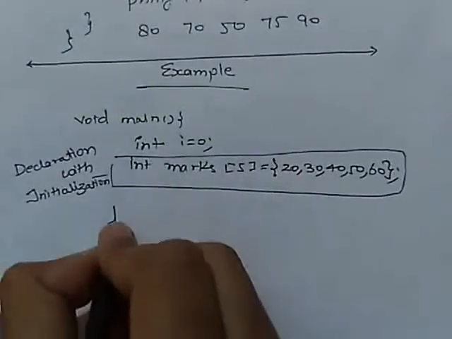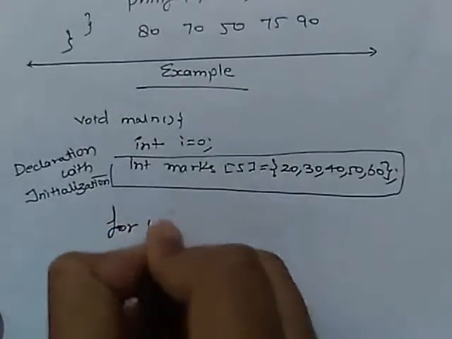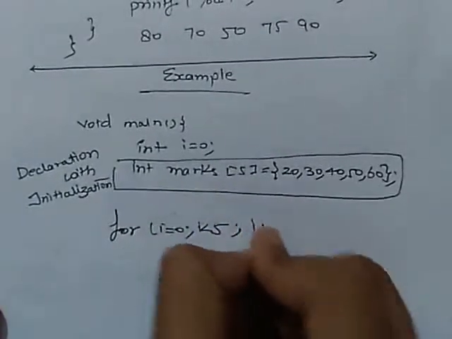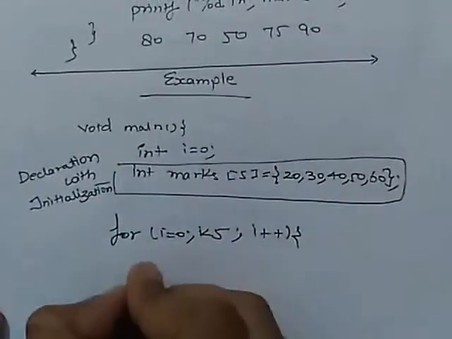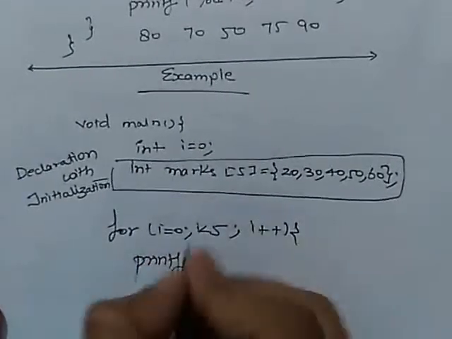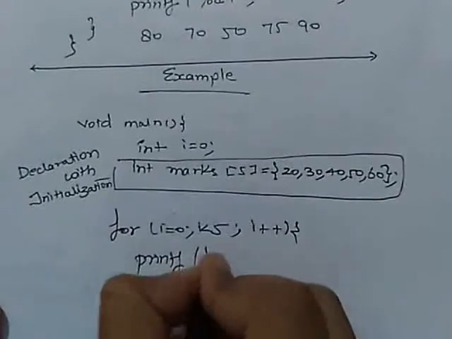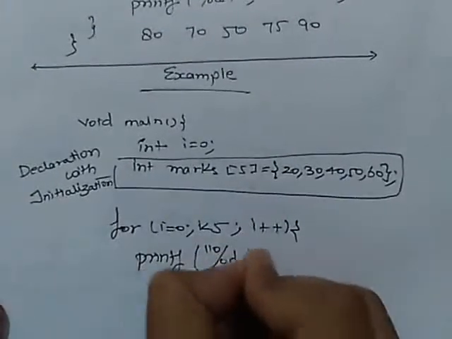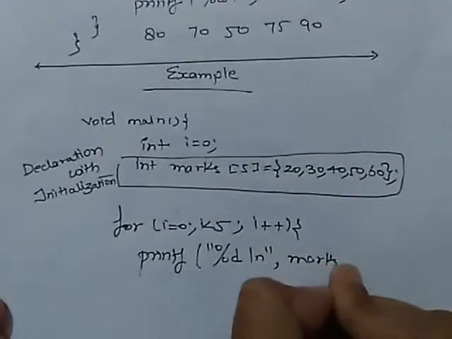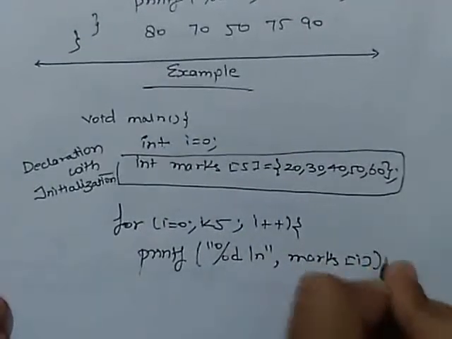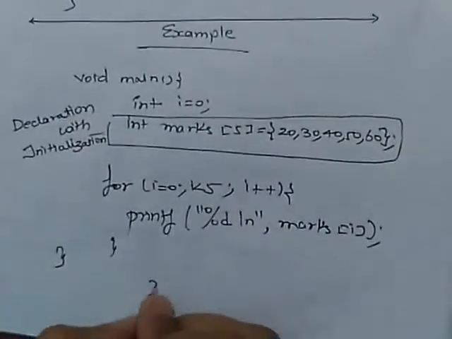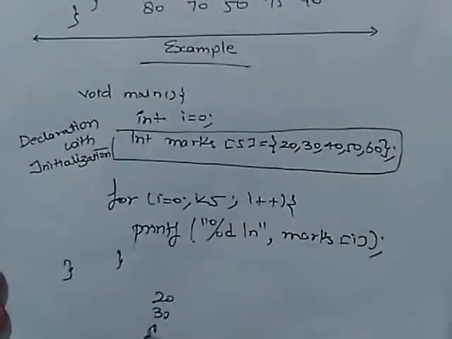Now again printing the array with the help of for loop. For i equal to 0, i is less than 5, i plus plus, and give out the print statement percentile d slash n for new line, and marks inside the index number. So here we will get the output like 20, 30, 40, 50, 60.